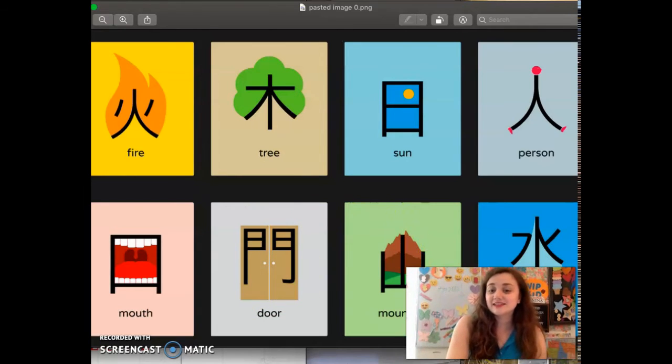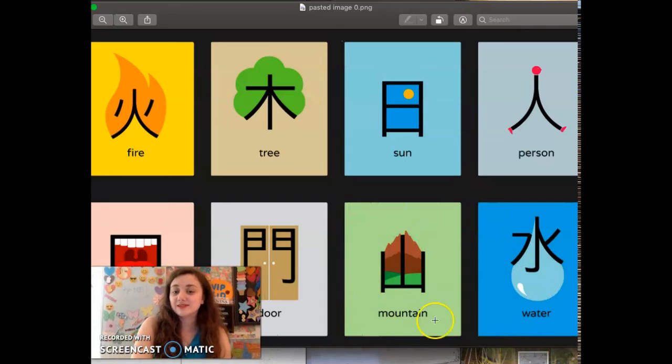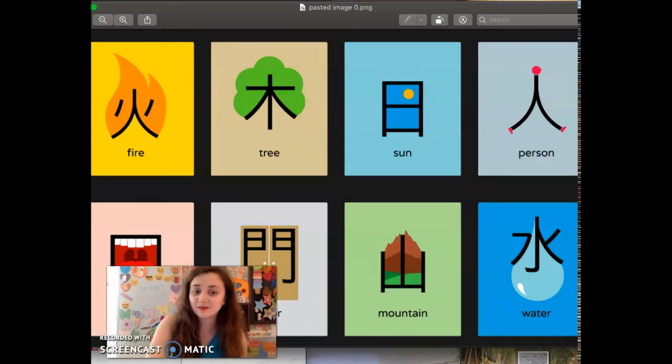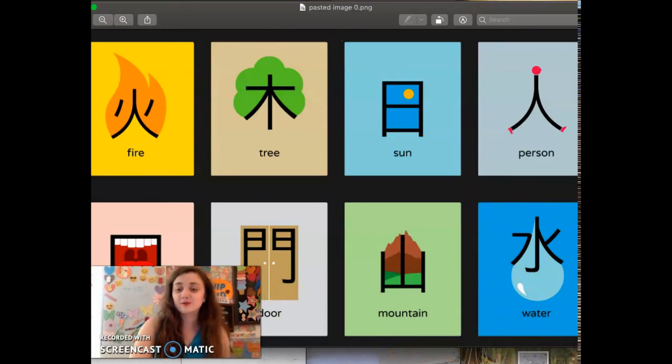And this is mountain, which you could actually visualize. It does look like a mountain. And this is the character for water. So it's really cool how, if you look at it in a certain way, these characters actually look like the word they're representing. Also, something else I wanted to share about this character for water.